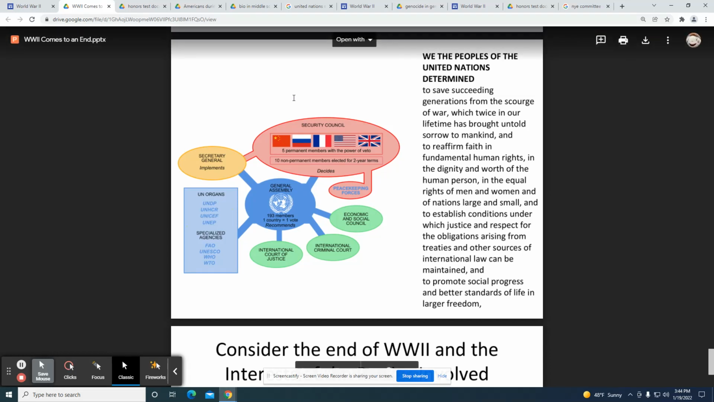Here we have a chart showing the difference between the United Nations Security Council as well as the General Assembly. What you want to take note of here is the 5 nations that have permanent veto power. That's crucial as far as the outcome is concerned. Let's see, what else do I have?